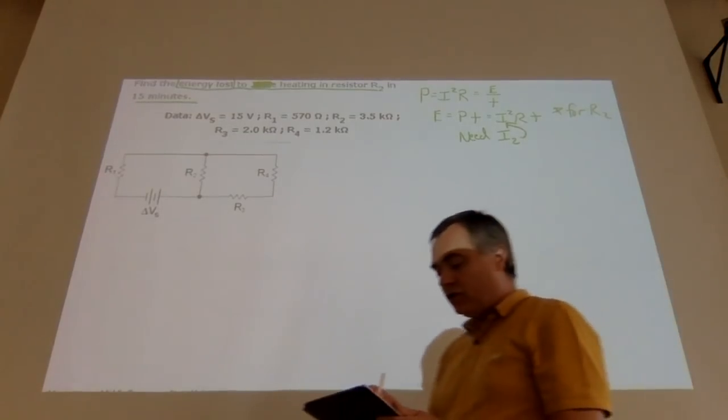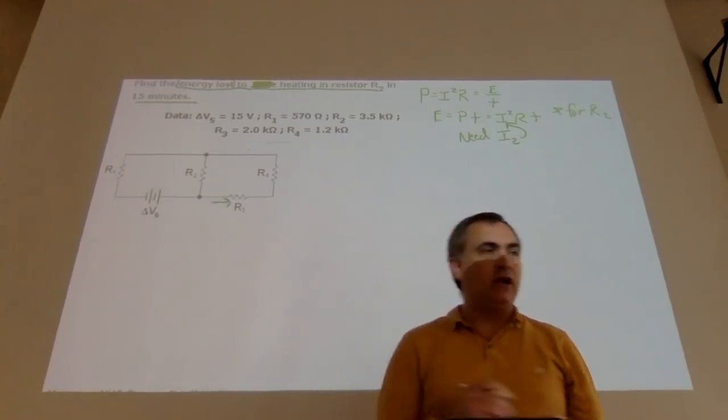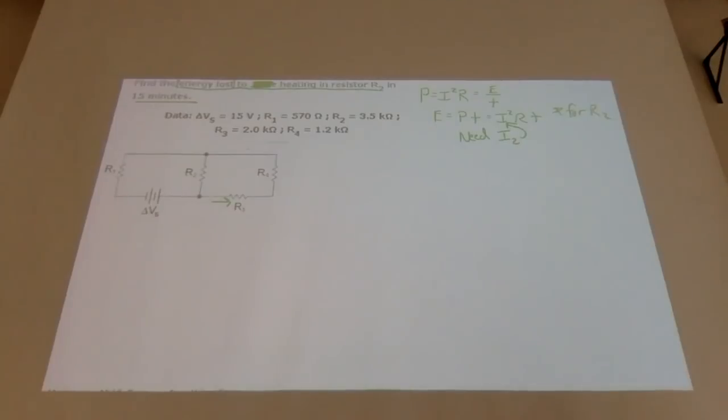If you just imagine current arriving, say, at this location, I don't know how much, I don't know where it's coming from, none of that really matters. It's going to pass through resistor 3, and then it has no choice but to pass through resistor 4. Okay? So let's just start with simply that and say that R3 and R4 are in series.